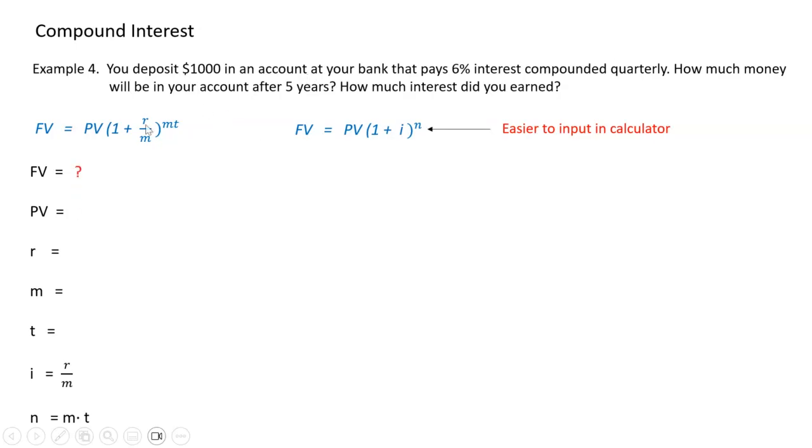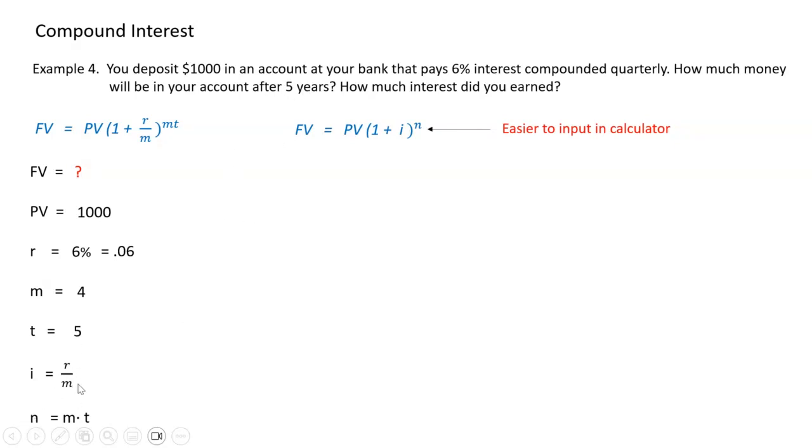Right, we're looking for the future value, because it says here how much money will be in your account after 5 years. Let's see. The money that you deposit was 1,000. The interest rate is 6%, which will be 0.06. The amount of time being compounded is quarterly, which will give us 4. The time is 5 years, right?